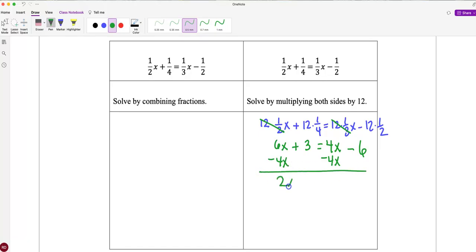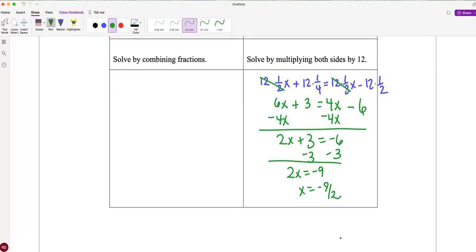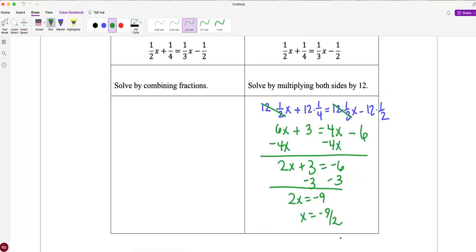So this gives me what? 2x plus 3 equals negative 6. Subtract 3 from both sides. 2x equals negative 9. So x equals negative 9/2. Answer was a fraction, but I did not have to work with fractions after I eliminated them until the final step. Now, what would happen if we did not do that?